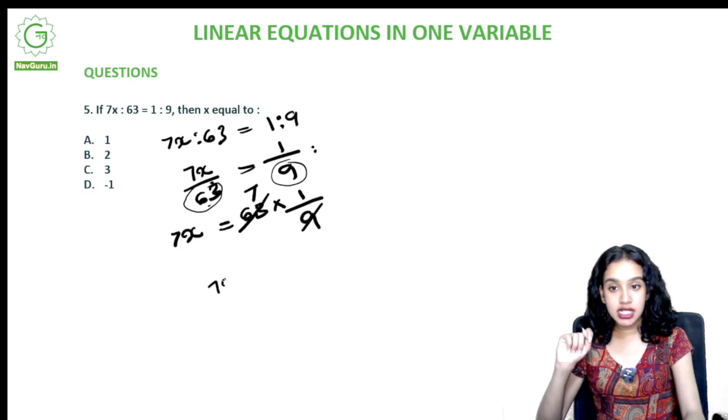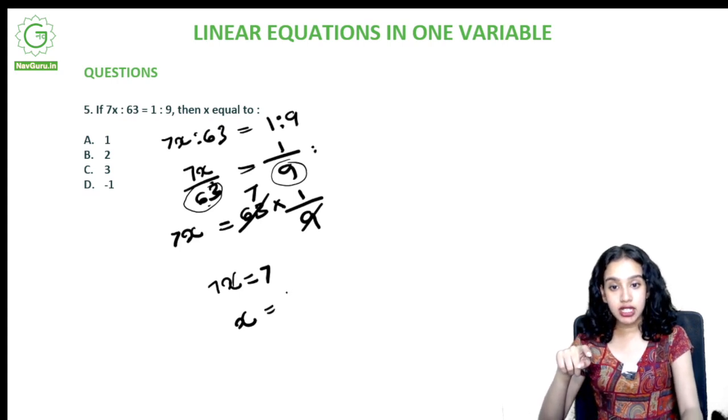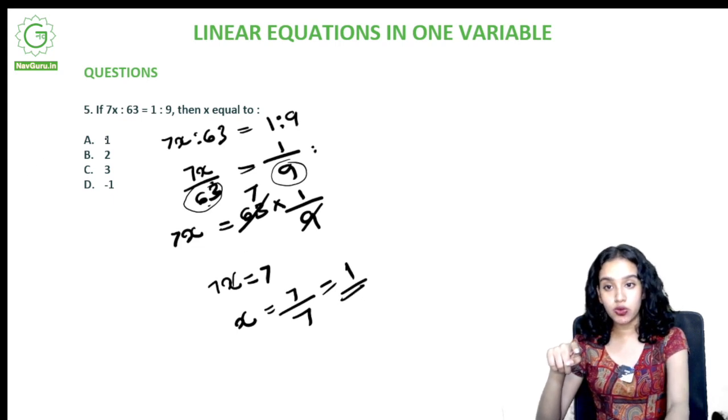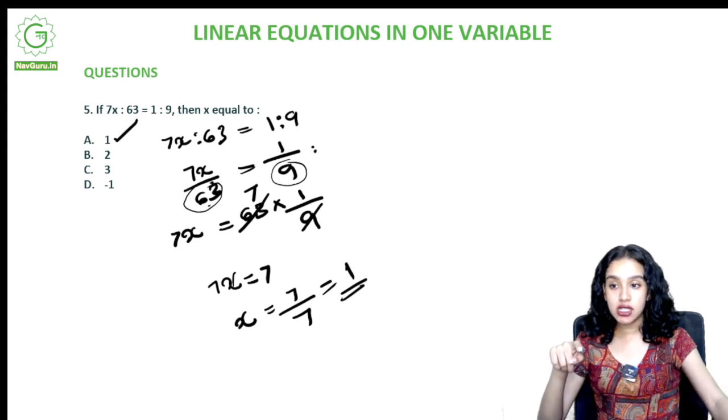So now we know that 7x is equal to 7. Now what is x? It is 7 into x. When we take it to this side, it becomes 7 divided by 7, and this is equal to 1. So the answer for this question is 1.